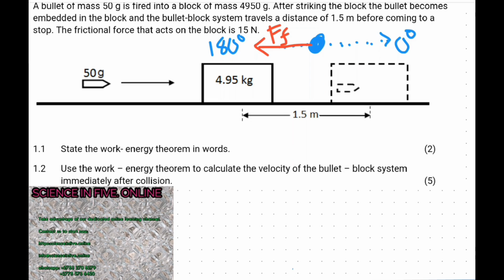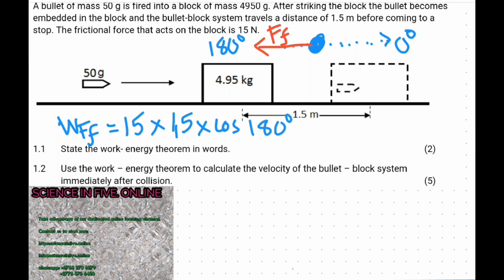Okay, it would be useful now to work out the work done by friction, because now we know that the frictional force is the only force acting. Okay, so what will be the work done by the friction? It's going to be the frictional force 15 times 1,5 times the cos of 180 degrees. Okay, this will give you a negative 22,5 joules.